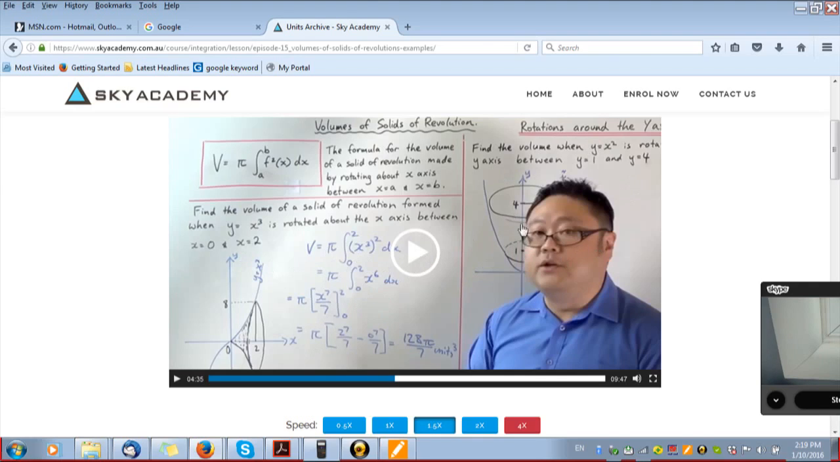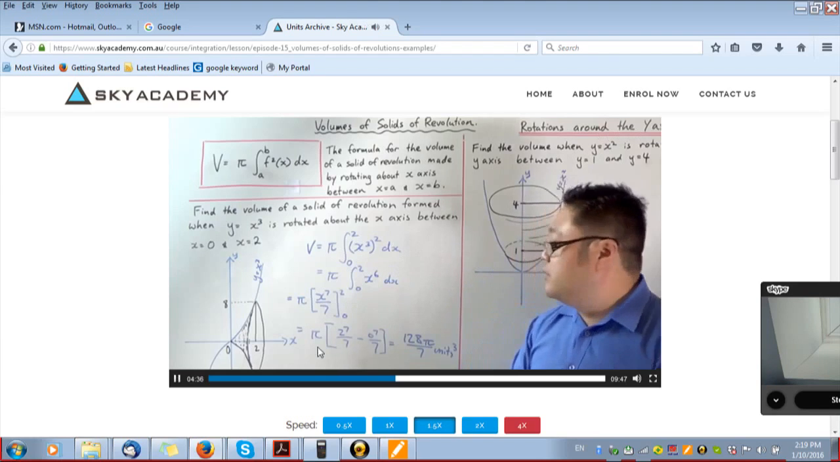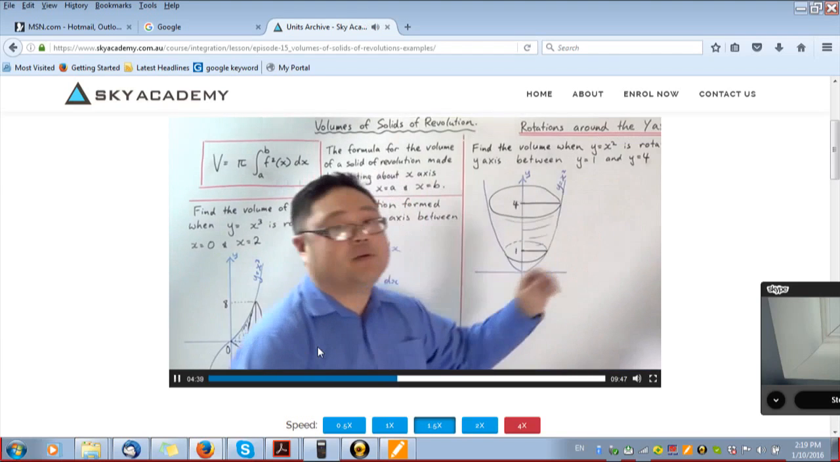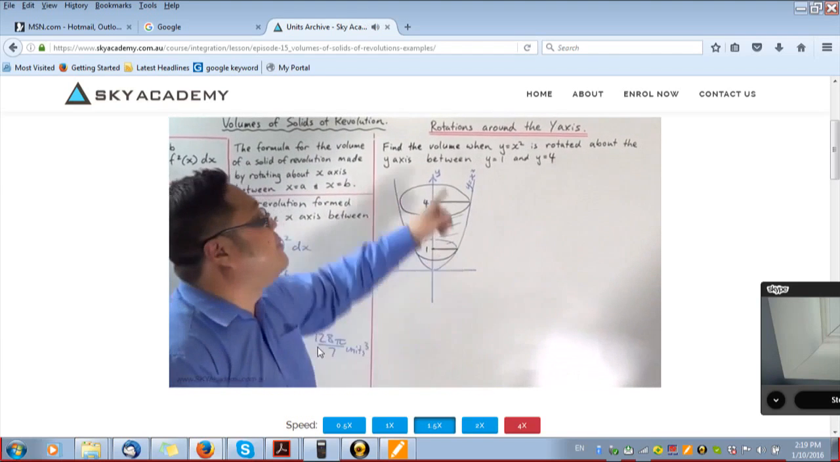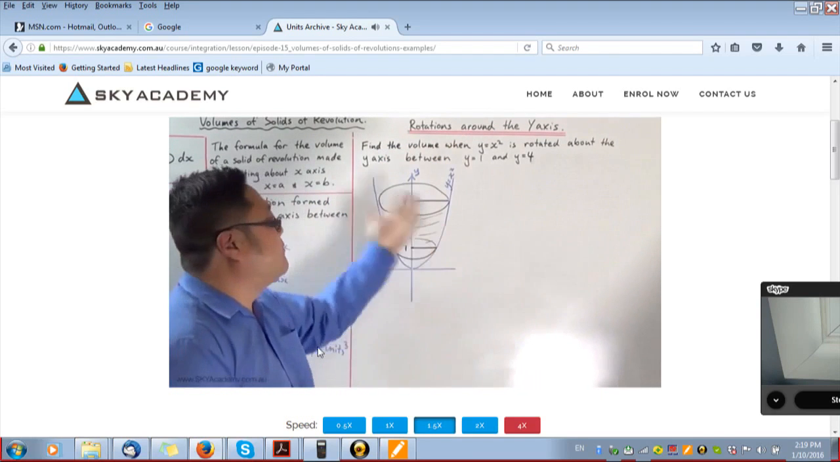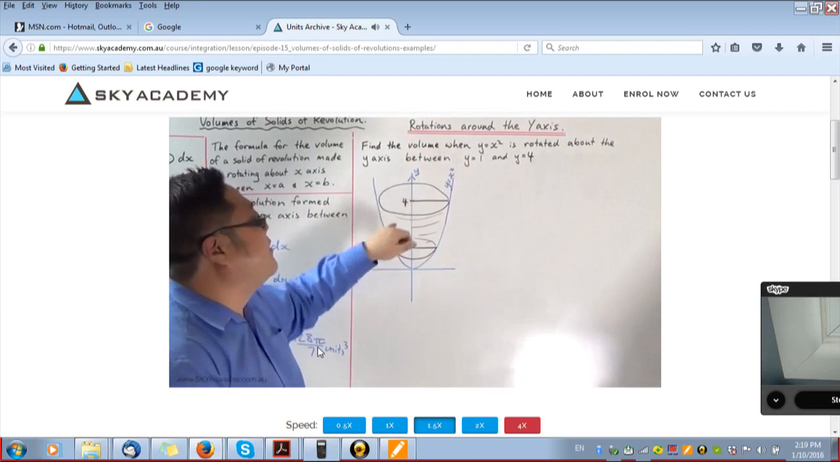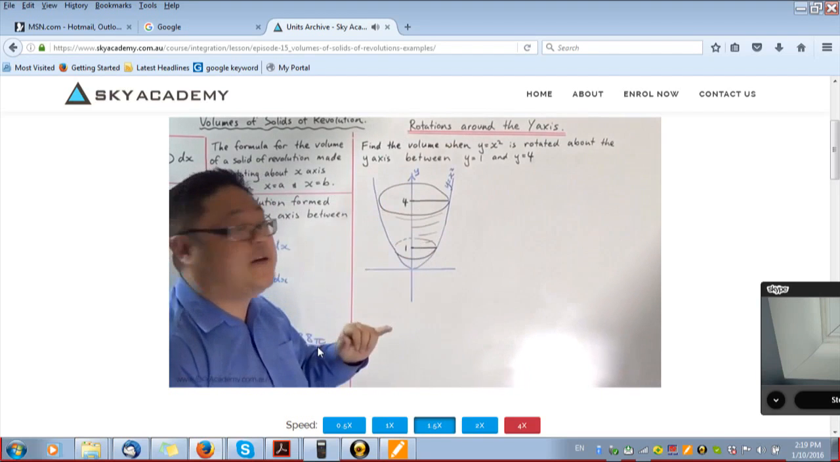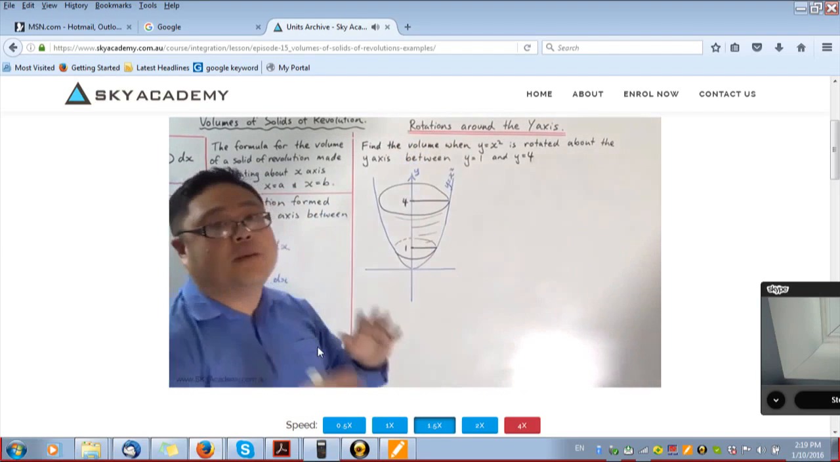I'm going to do an example that's slightly different. So let's have a look at this one. This next example is about rotating around the y-axis as opposed to the x-axis. Okay? What this example takes into consideration is that we are now rotating the function about the y-axis, not the x-axis. So we're considering rotations about the y-axis.